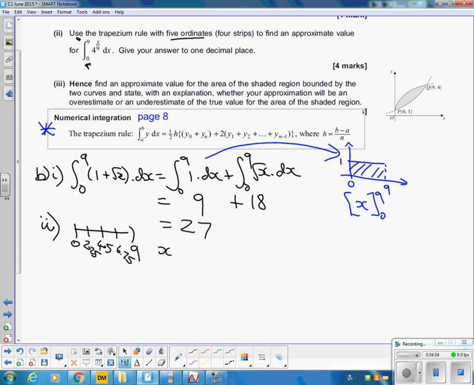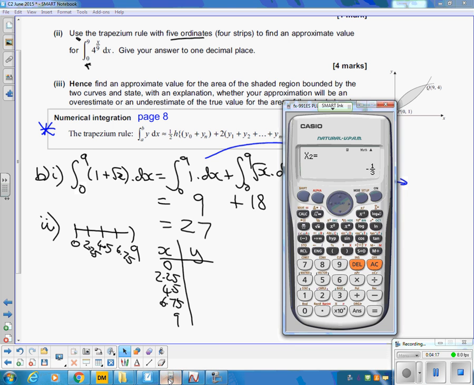Then you can just use your calculator. So these are going to be our x values. Okay. And we can use table mode in the calculator to find our y values. So go to table mode, type in our function, which is the one we've been given, we're trying to integrate. So 4 to the power of x over 9.